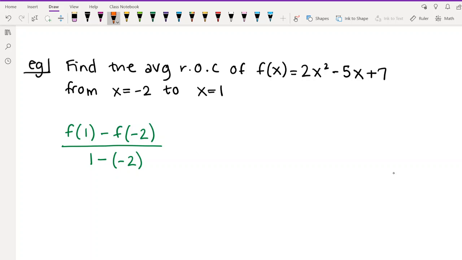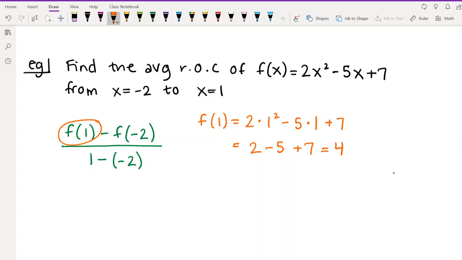Okay, so how do we find f of 1 and f of -2? Well, we need to actually plug them into the function, right? So let's start by doing f of 1. So f of 1 is going to be, so we're just going to plug in x is equal to 1 into this function. So we have 2 times 1 squared minus 5 times 1 plus 7. So that's going to be equal to 2 times 1, so that's 2, minus 5 plus 7. So 2 minus 5 is -3. -3 plus 7 is equal to 4.